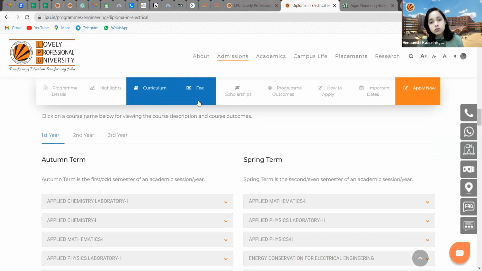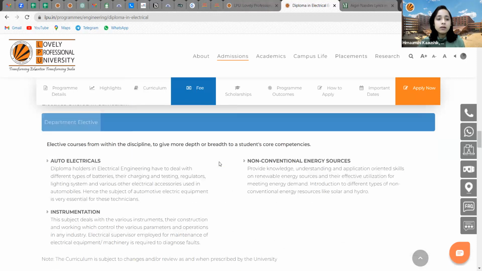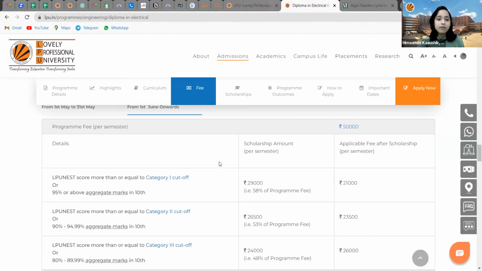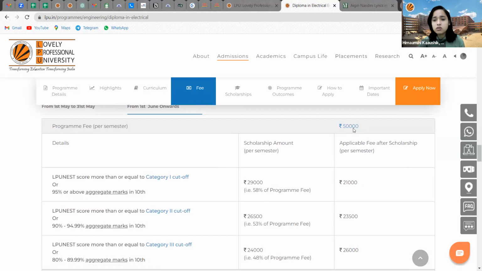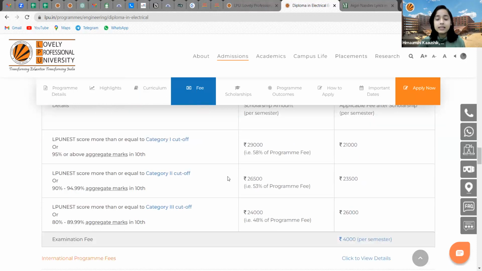So now coming to the fee part, simply click on the fee here, and once you click on the fee, you can see 50,000 per semester. That is our fee. But again, this is not something that our students do pay. Why? Because students get a lot of scholarships. And on what basis? These are the basis. You can see we have 3 categories of scholarships, category 1, 2, and 3. And based on that, you can get up to 58% scholarship. So you simply need to go to the fee section and check the eligibility for that particular scholarship.